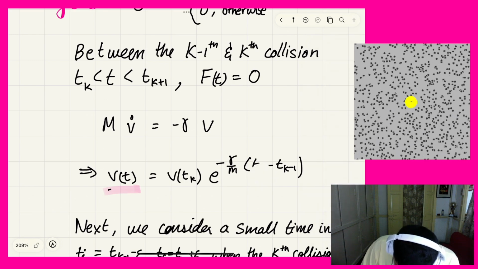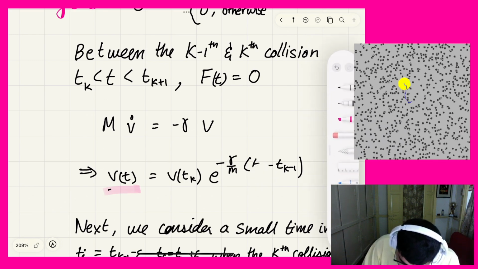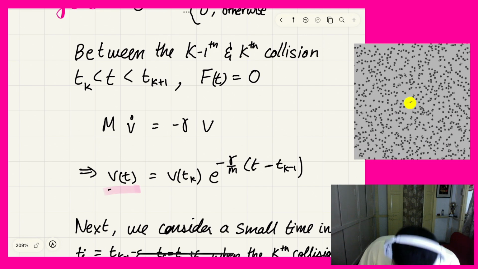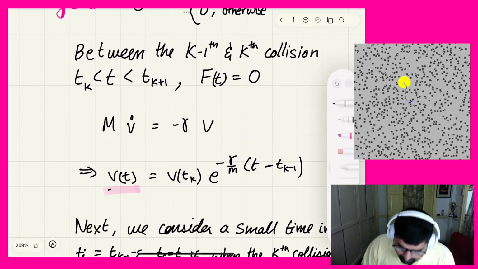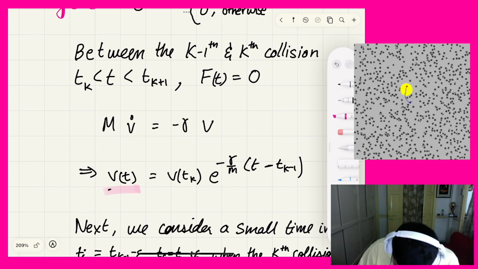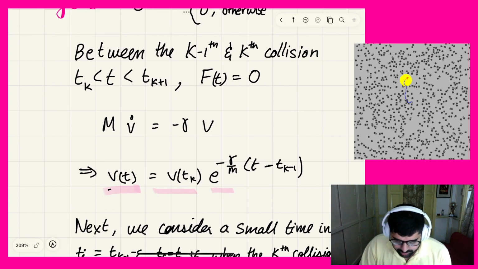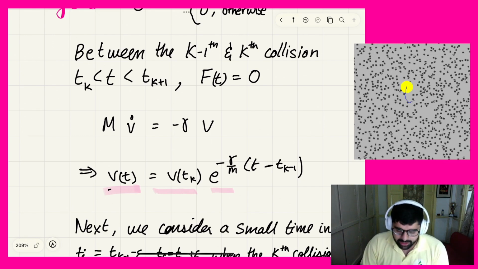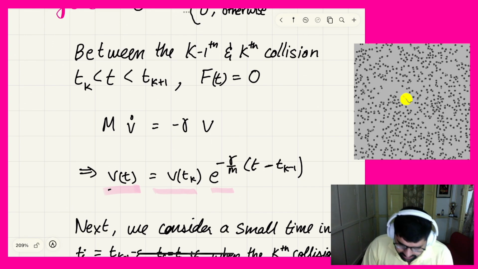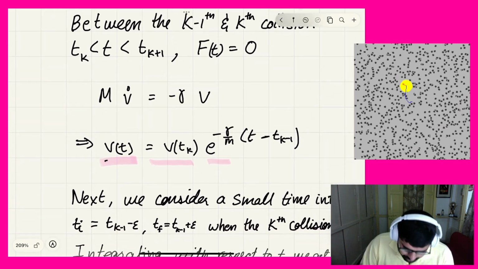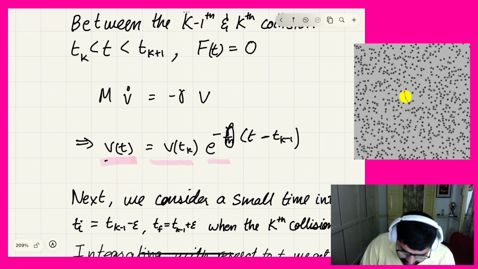There's a small mistake here. v of t is equal to v of tk e raised to the power gamma by m times this. Or we can call this as tau.